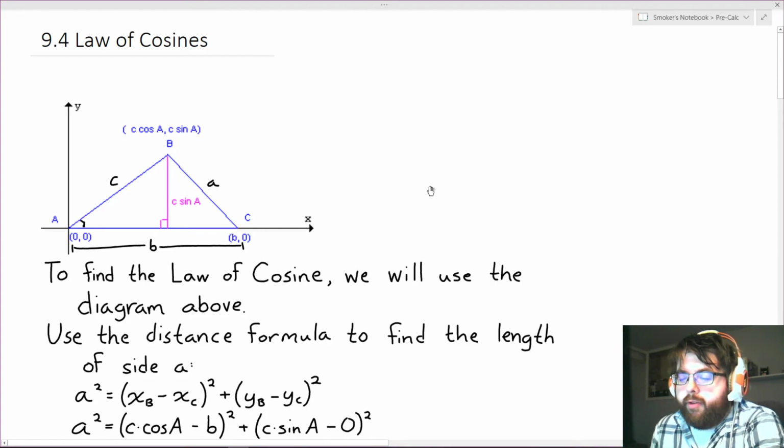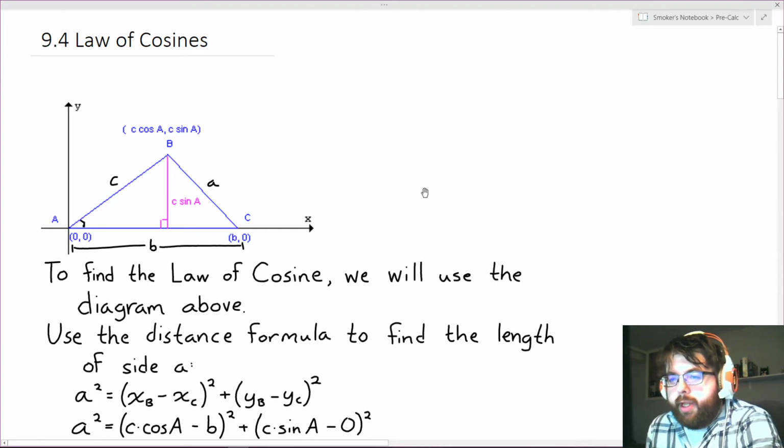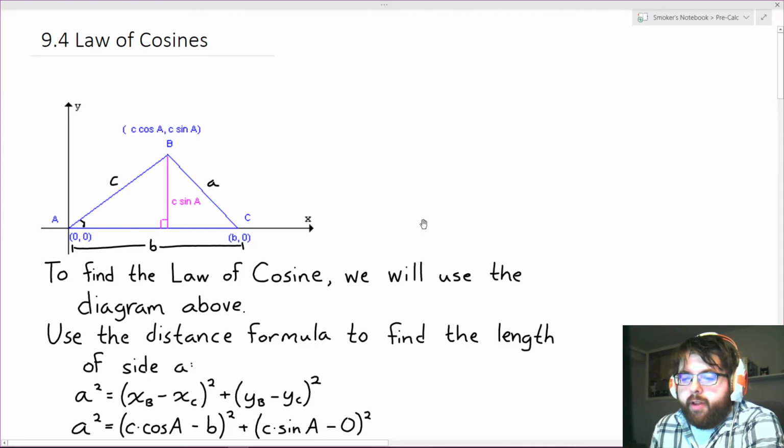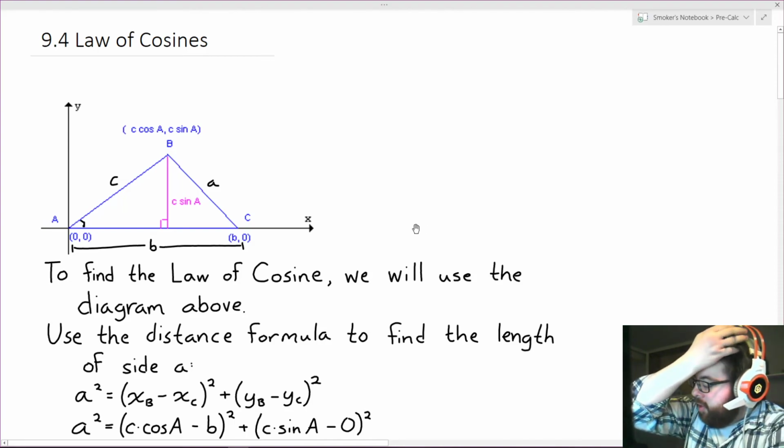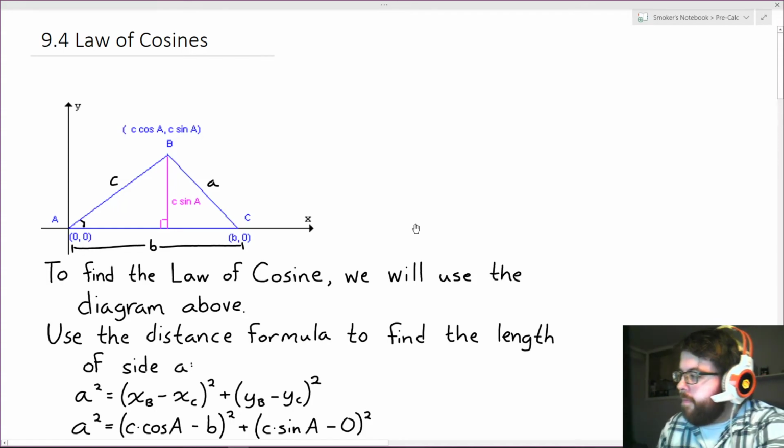Whenever you're given two angles, it doesn't matter where the sides are, you can always find the third angle and use the law of sines. So hopefully that was clear.